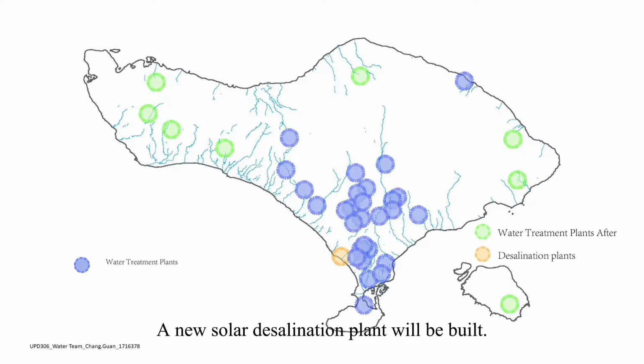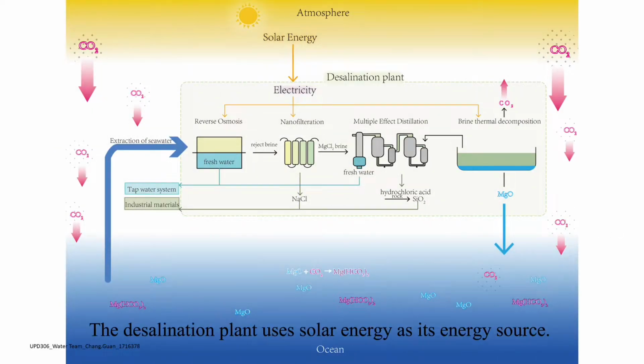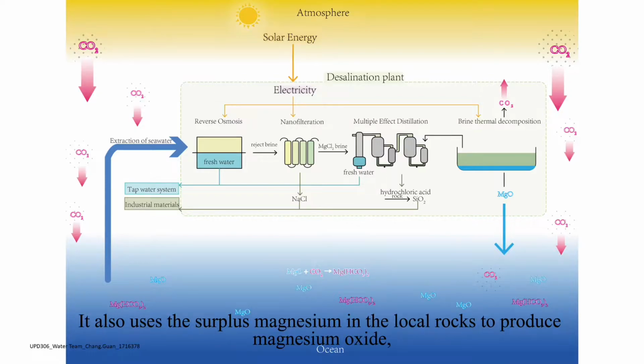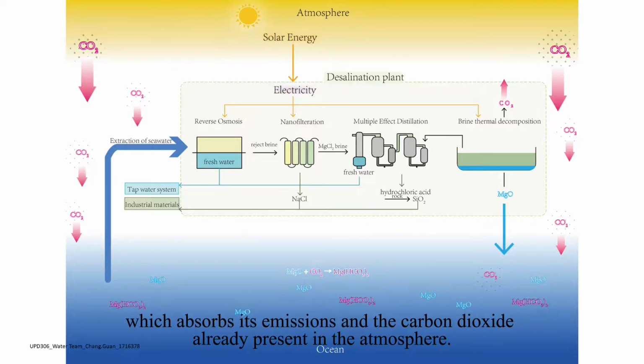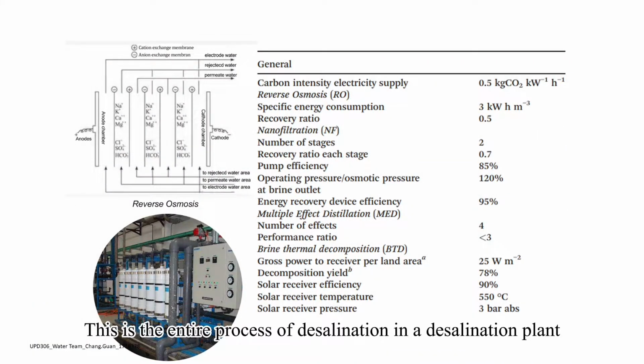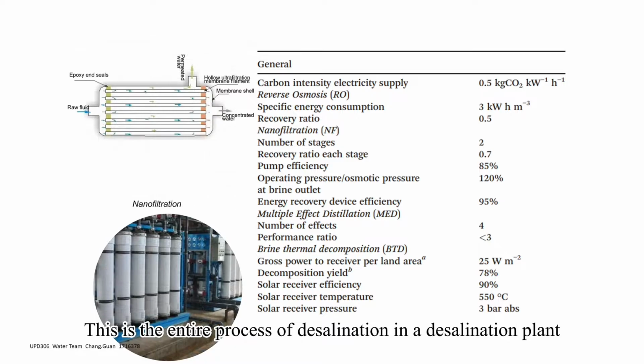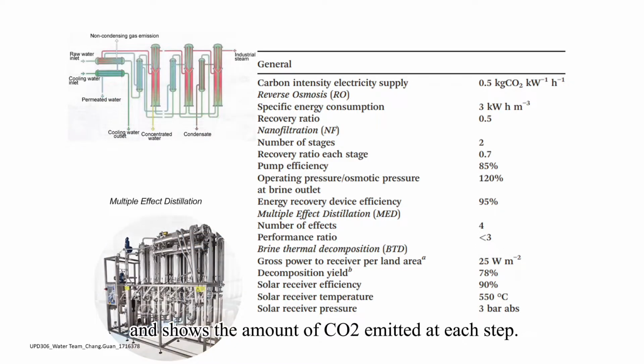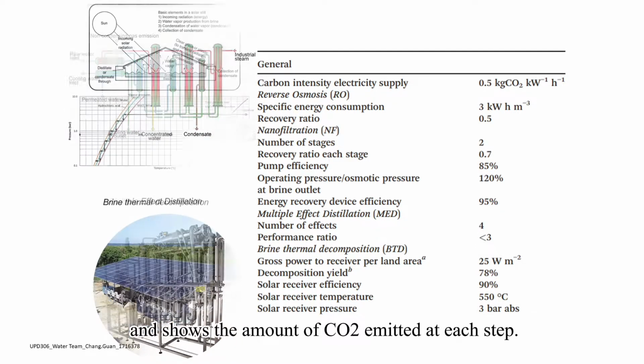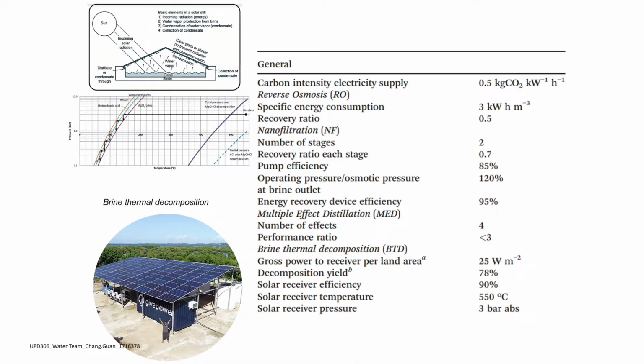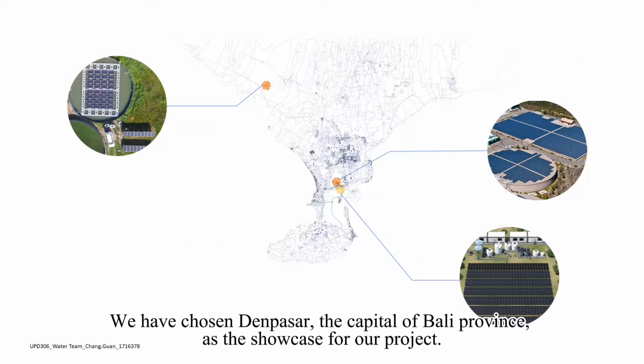A new solar desalination plant will be built. The desalination plant uses solar energy as its energy source. It also uses surplus magnesium in the local rocks to produce magnesium oxide, which absorbs its emissions and the carbon dioxide already present in the atmosphere. This is the entire process of desalination in the desalination plant, and it shows the amount of CO2 emitted at each step. We have chosen Denpasar, the capital of Bali province, as the showcase for our project.